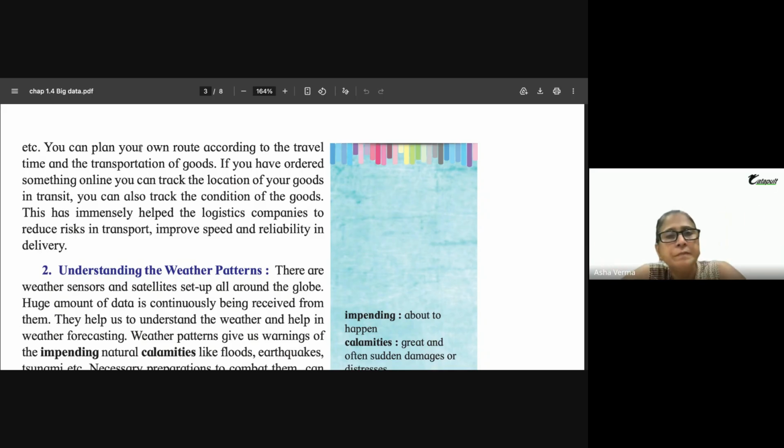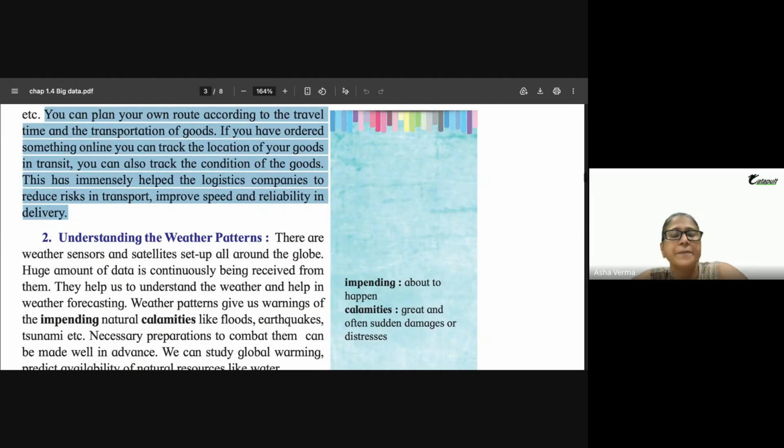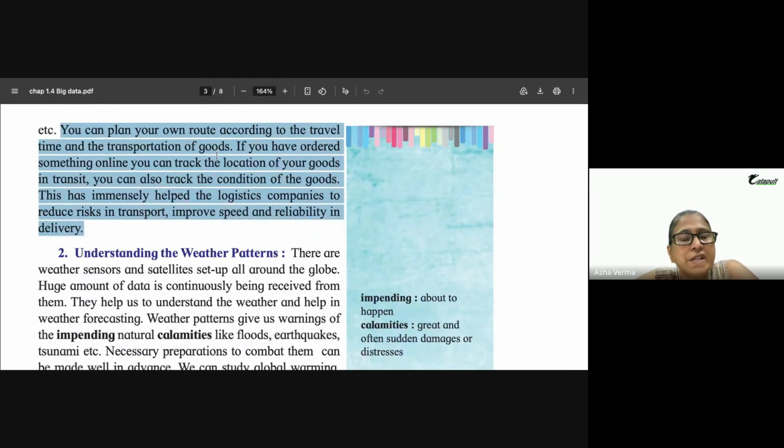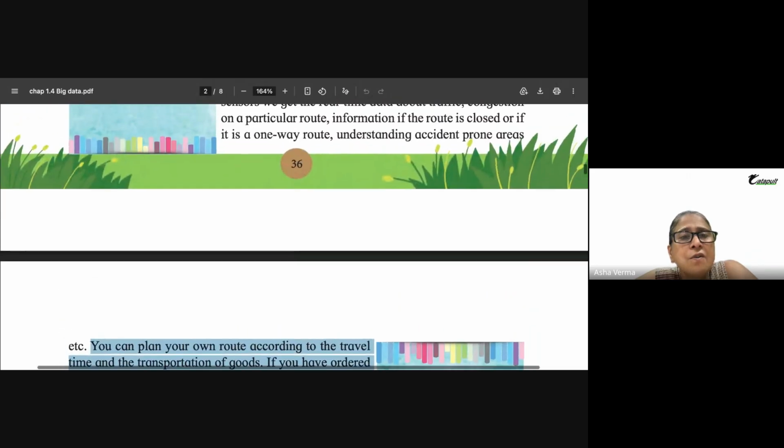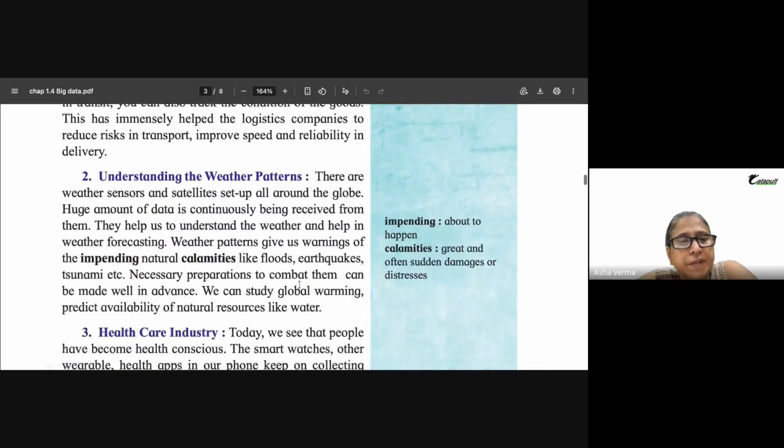You can plan your own route according to the travel time and the transportation of goods. If you have ordered something online, you can track the location of your goods in transit, and you can also track the condition of the goods. This has immensely helped the logistics companies to reduce risks in transport, improve speed and reliability in delivery. So now you can track your goods. It says your package is in transit, and then it says it is going to be delivered today. And when it's delivered, it says it has been delivered. So this is how you can track people, location, and items, right?